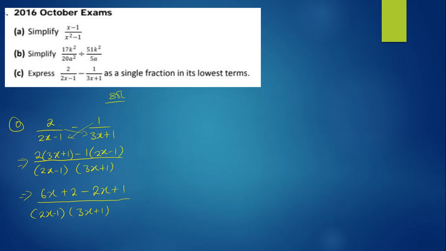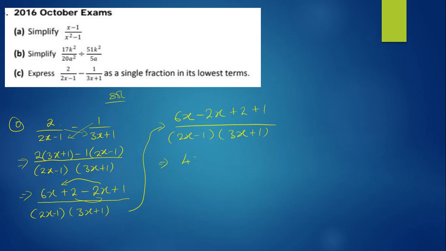And then here, what do you do? You need to group the like terms here. So this will go there close to that one because it's having x in it, and then this will move this side. So here you're going to have 6x, and then negative 2x will move with its sign like that, and then you're going to have positive 2 plus 1 like that, over 2x minus 1 like that, and then 3x plus 1 like that. Then here, what do you do? 6x minus 2x, that's 4x, and then 2 plus 1, that's 3, over 2x minus 1, and then 3x plus 1 like that. Then you're done. So as simple as that. So I'm sure you're clear on this one.